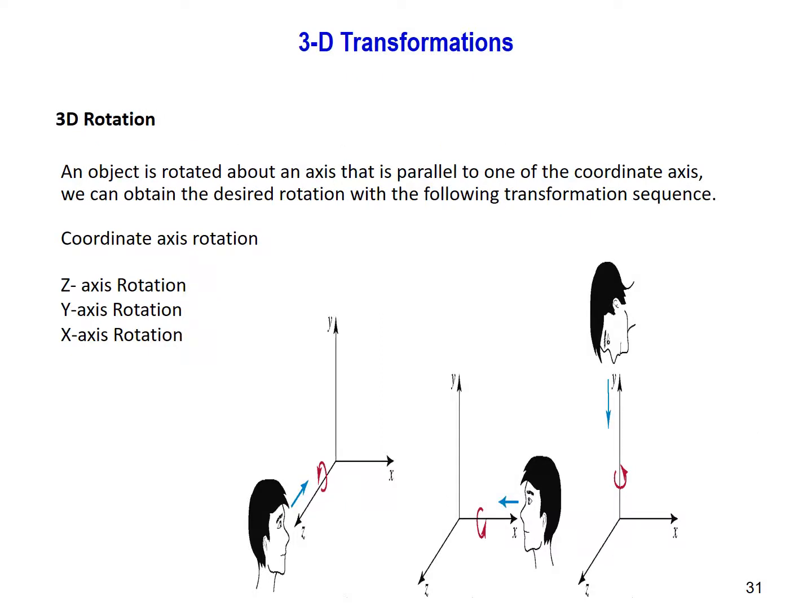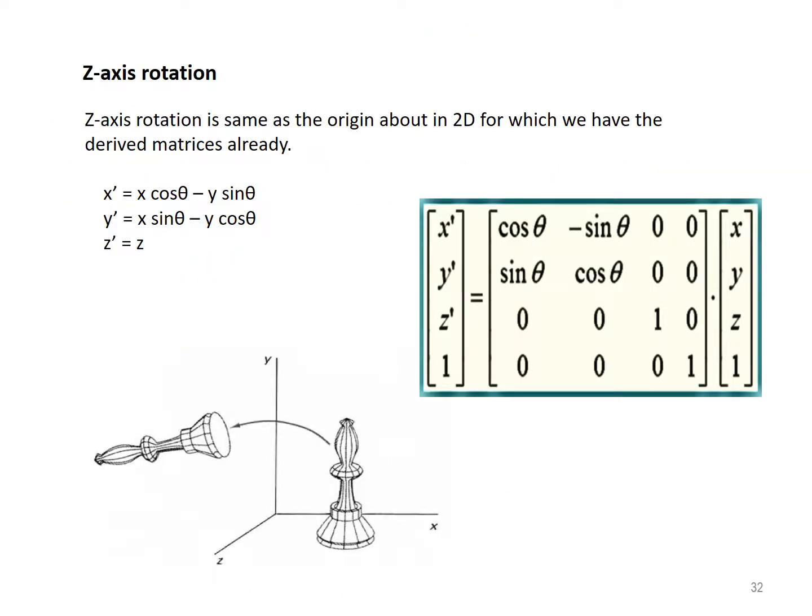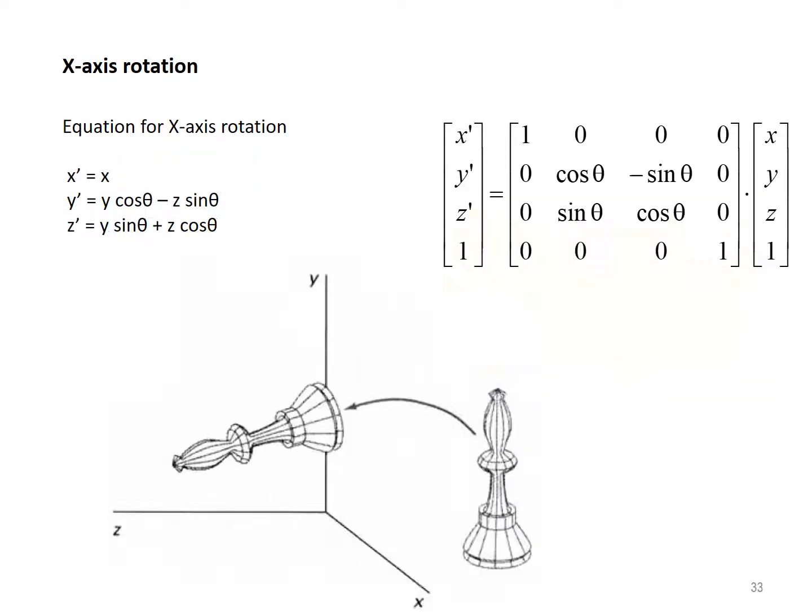3D rotation is where an object can be rotated with respect to x-axis or y-axis or z-axis. Rotation with respect to z-axis. The resultant coordinates after rotating with respect to z-axis are x dash equal to x cos theta minus y sin theta, y dash equal to x sin theta minus y cos theta, z dash equal to z. Hence, the resultant matrix is represented as cos theta, minus sin theta, 0, 0, sin theta, cos theta, 0, 0, 0, 0, 1, 0, 0, 0, 0, 1.